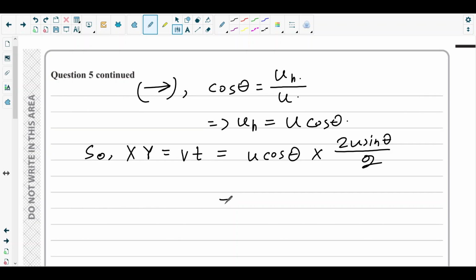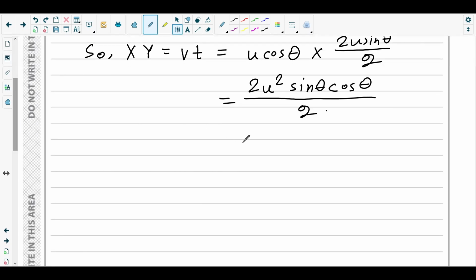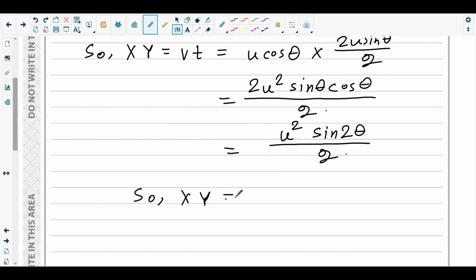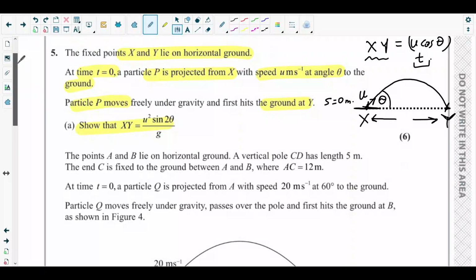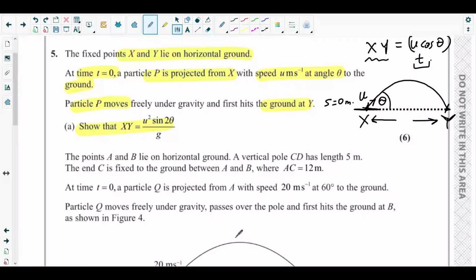Now consider what you will get. You will get 2u squared sin theta cos theta over g. Using the trigonometric double angle formula, 2 sin theta cos theta can be written as sin 2 theta. So xy equals u squared sin 2 theta over g. And that is exactly what part A of question number 5 has asked to show.